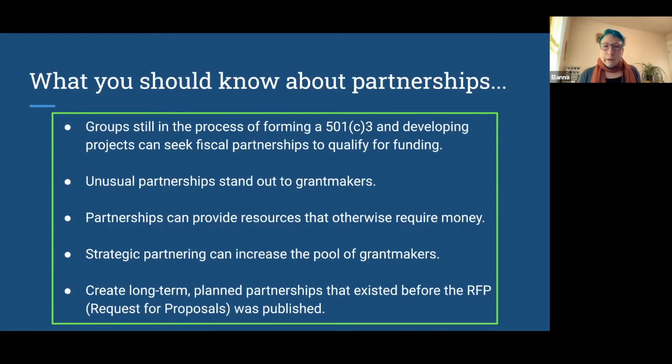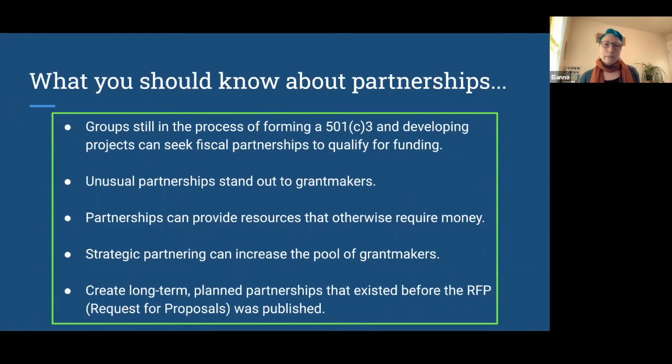So strategic partnering can increase the pool of grant makers. If you're partnering with other organizations, maybe they already have relationships with funders that you haven't met before, and you could potentially increase the number of funders who you're familiar with and have positive relationships with.